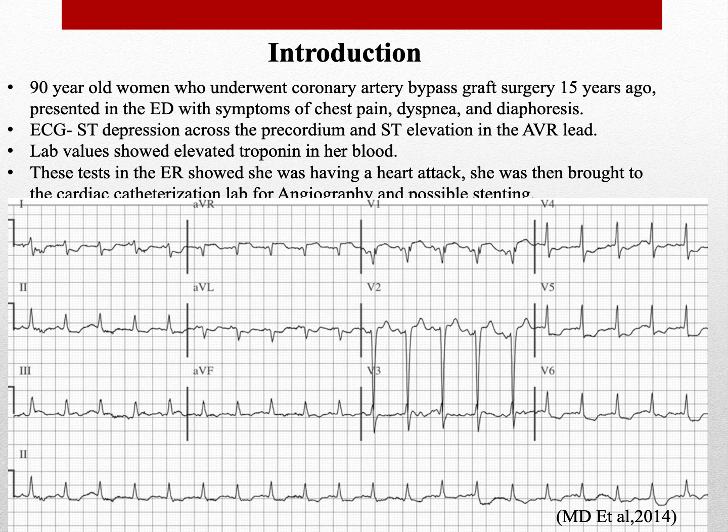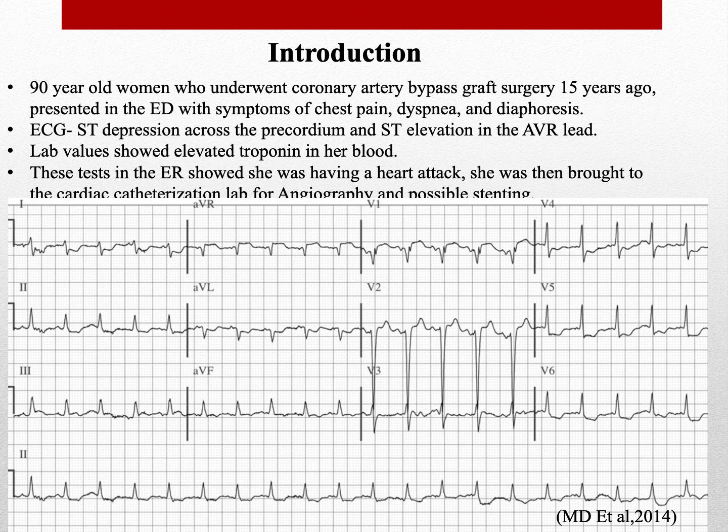Her EKG is shown right here. It has ST depression across the precordium, so in many leads, leads 1, 2, AVL, V6, V5, we have ST depression. And then we have ST elevation in the AVR lead up near the top. We can see that elevation, and that ST elevation right there is showing us that she's having a heart attack. She's having a STEMI. She has ST elevation myocardial infarction.